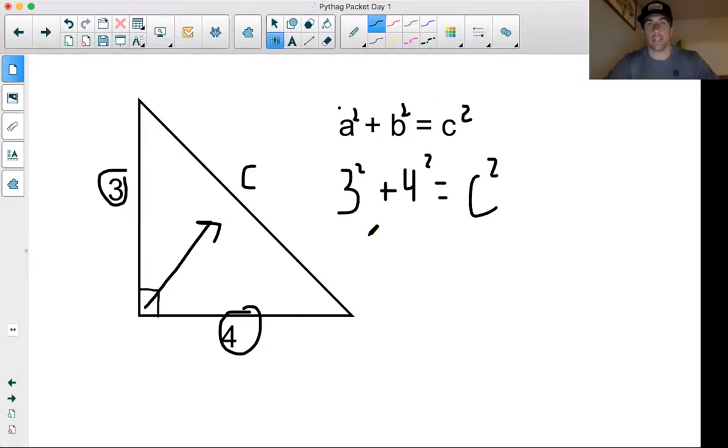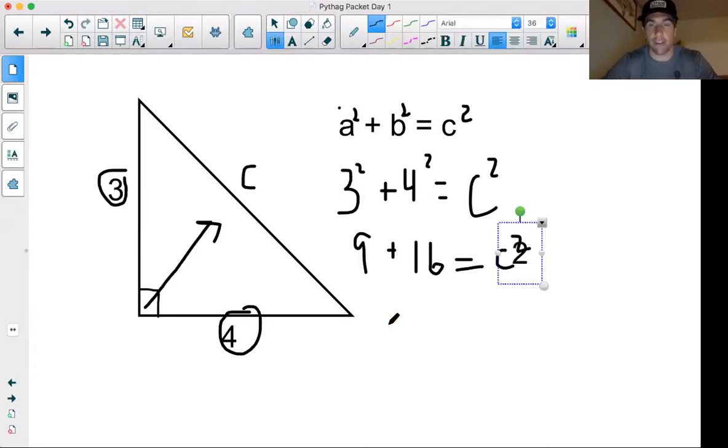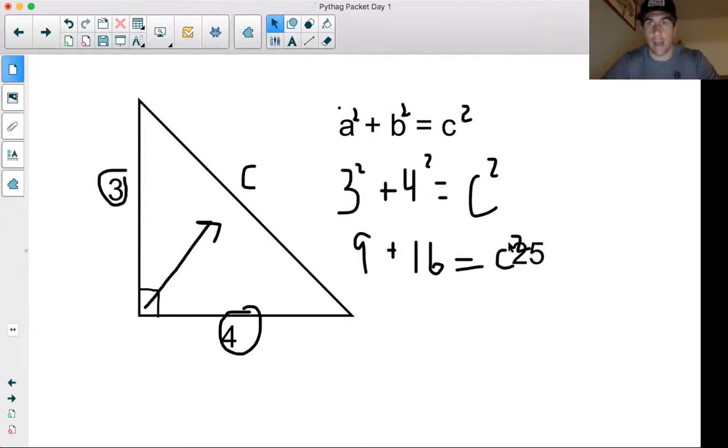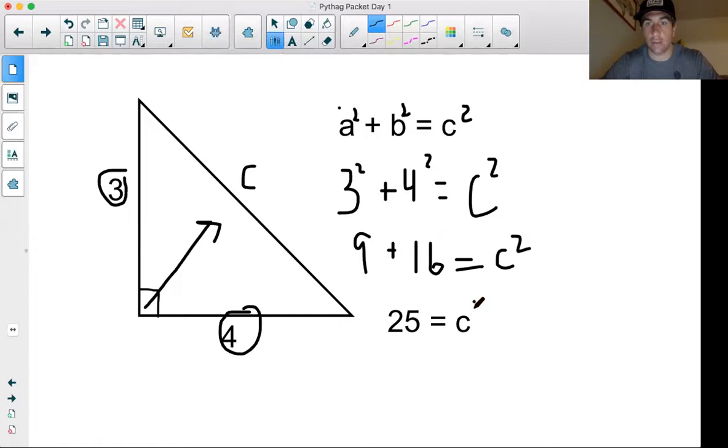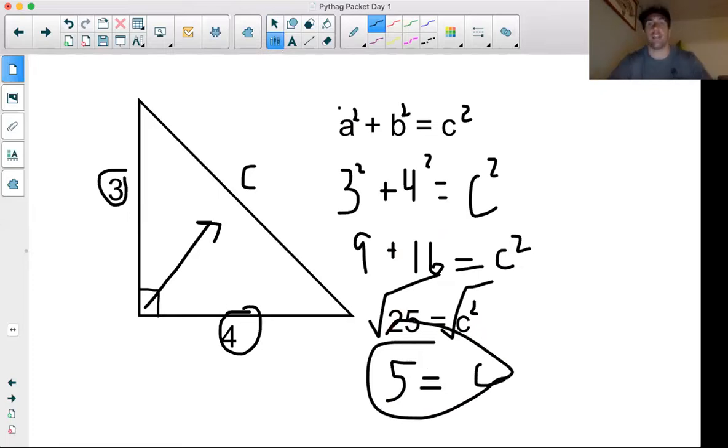Now, 3 squared is 9. 4 squared is 16. So 9 plus 16 is 25, which equals C squared. Now, how do you guys get rid of a square? We did it in the beginning today. You take the square root. What's the square root of 25? Well, what number times itself will give me 25? That is 5. So your answer here is 5. That's how you find the missing side of a right triangle.